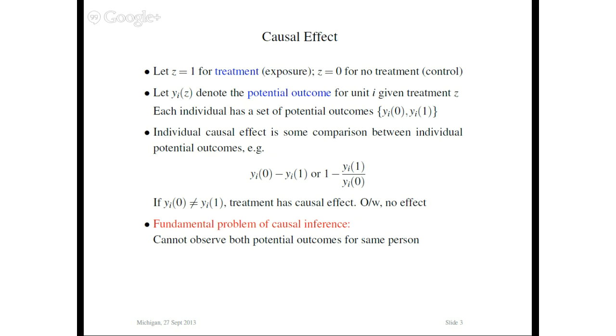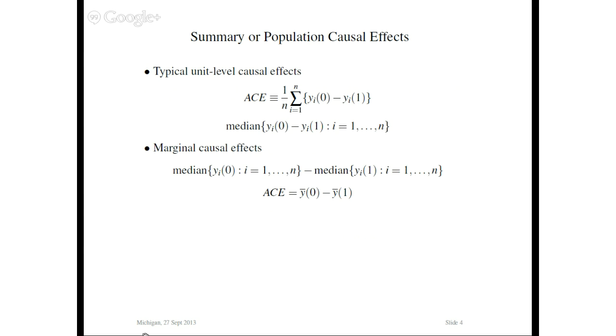And the fundamental problem of causal inference is that usually we only get to see at most 1 of these 2 potential outcomes. So as soon as you're exposed, I get to see Y1, but I don't get to see Y0. Or if you're unexposed, I get to see Y0 but not Y1. And so therefore, we can't identify from the data these individual causal effects. So instead, what we can think about are summary or population level causal effects. And these are things that we can identify and draw inference about from the data.